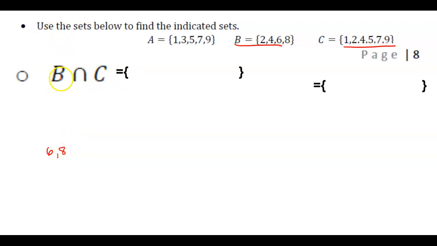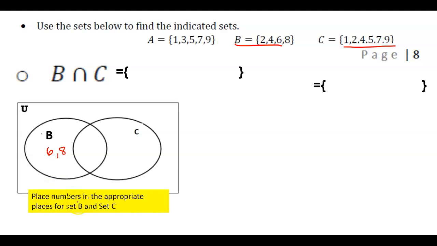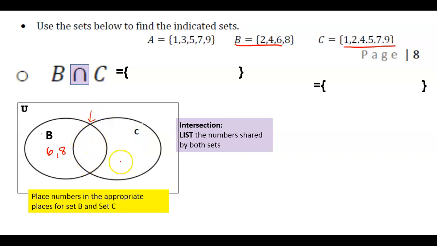So we left off on finding the B intersection C. Here I underlined sets B and C. It might be useful to use this Venn diagram to see what is only in set B, only in set C, and what they have in common. So we'll place the numbers in their appropriate spots. Remember, intersection is what they share. So that'll be what's in here.